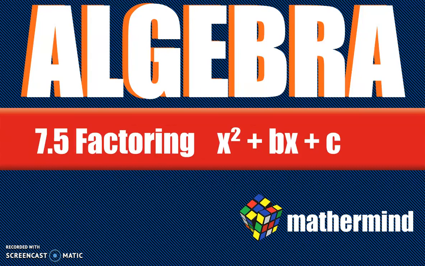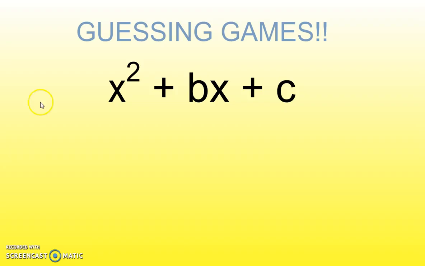Hello and welcome back to Algebra. We're in Chapter 7, Section 5, Factoring Polynomials in the form of x squared plus bx plus c. This is good times because it's guessing games.